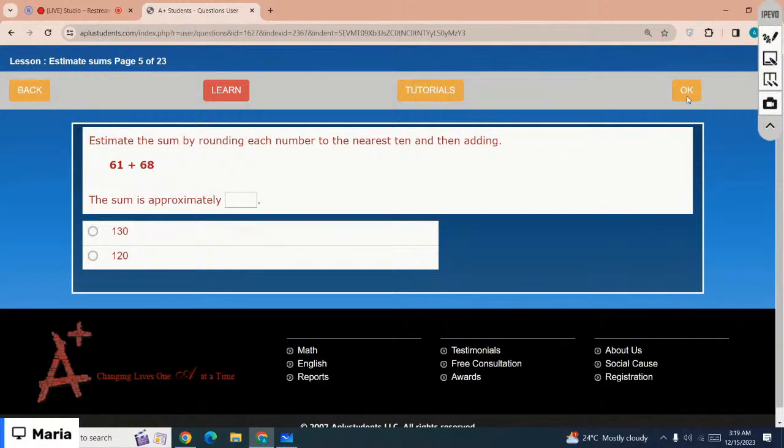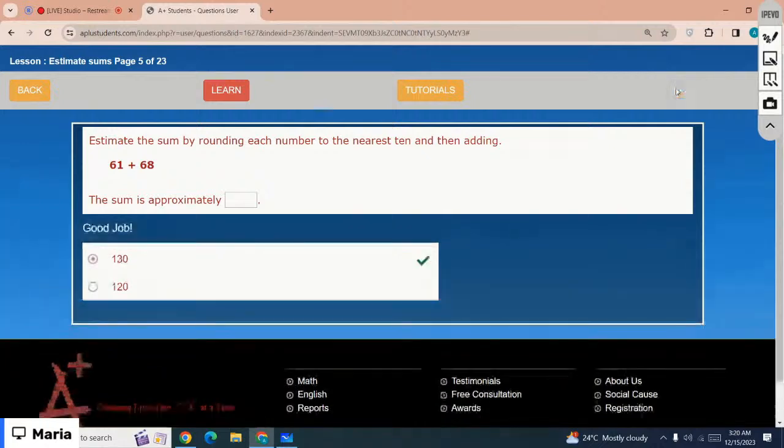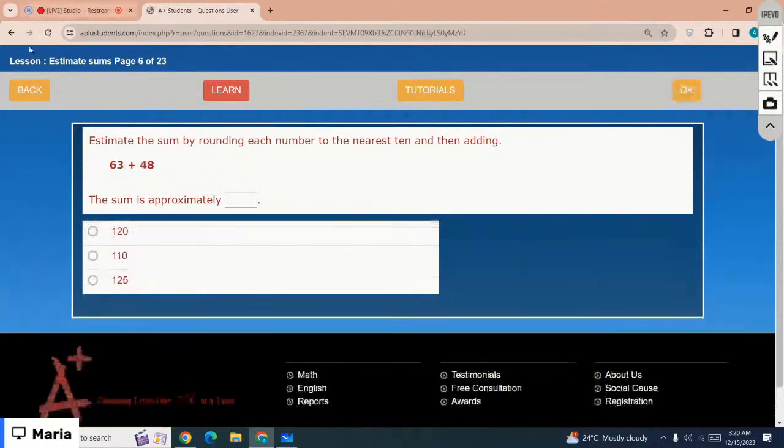The correct option is, yes, that is 130. Very good. The correct option is 130, right? Okay, you can complete the lesson by yourself later today. Let me just move on to next lesson. 130, not 120.